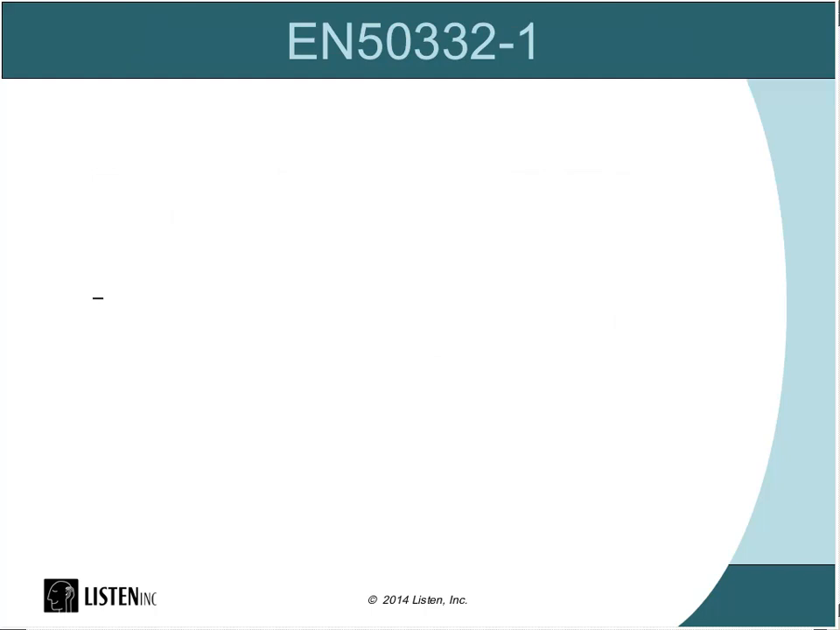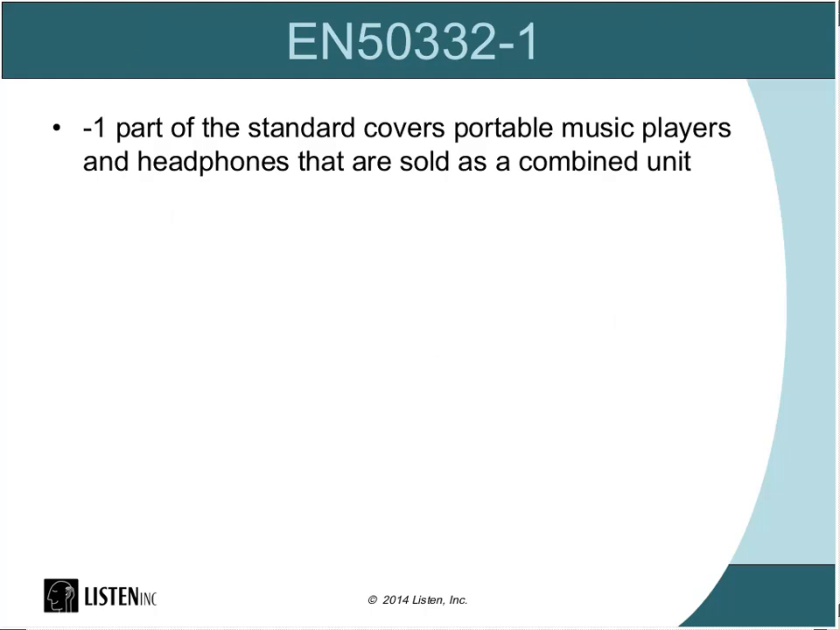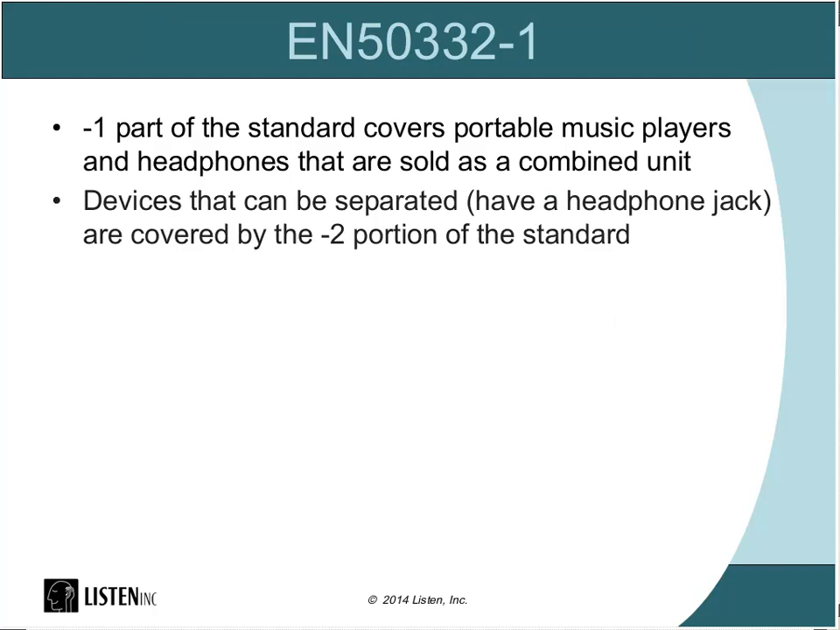So the standard is split up into 2 parts. There's a -1 and the -2. The -1 portion of the standard covers portable music players and headphones or earphones that are sold as a combined unit. So in the original standard, this was a little vague about when this applied, but basically if you made an MP3 player and bundled it with a set of earphones, then you would test it to the -1 part of the standard. In -1, we test the 2 of them together.